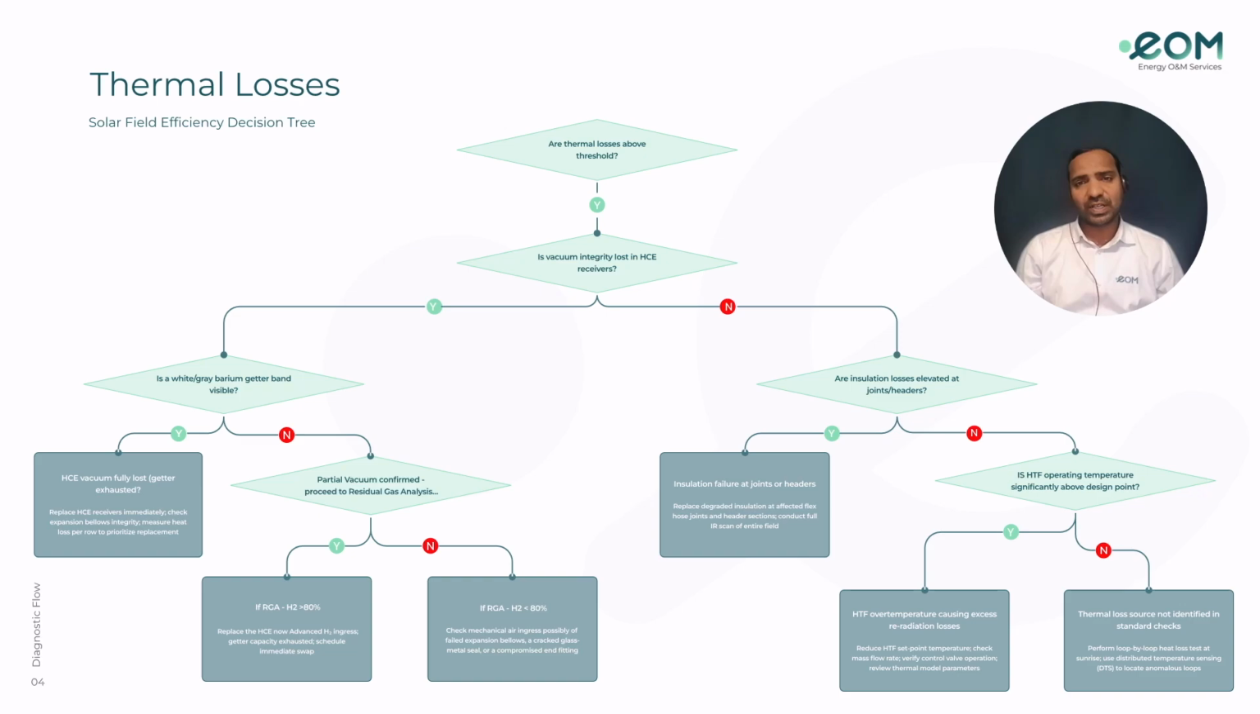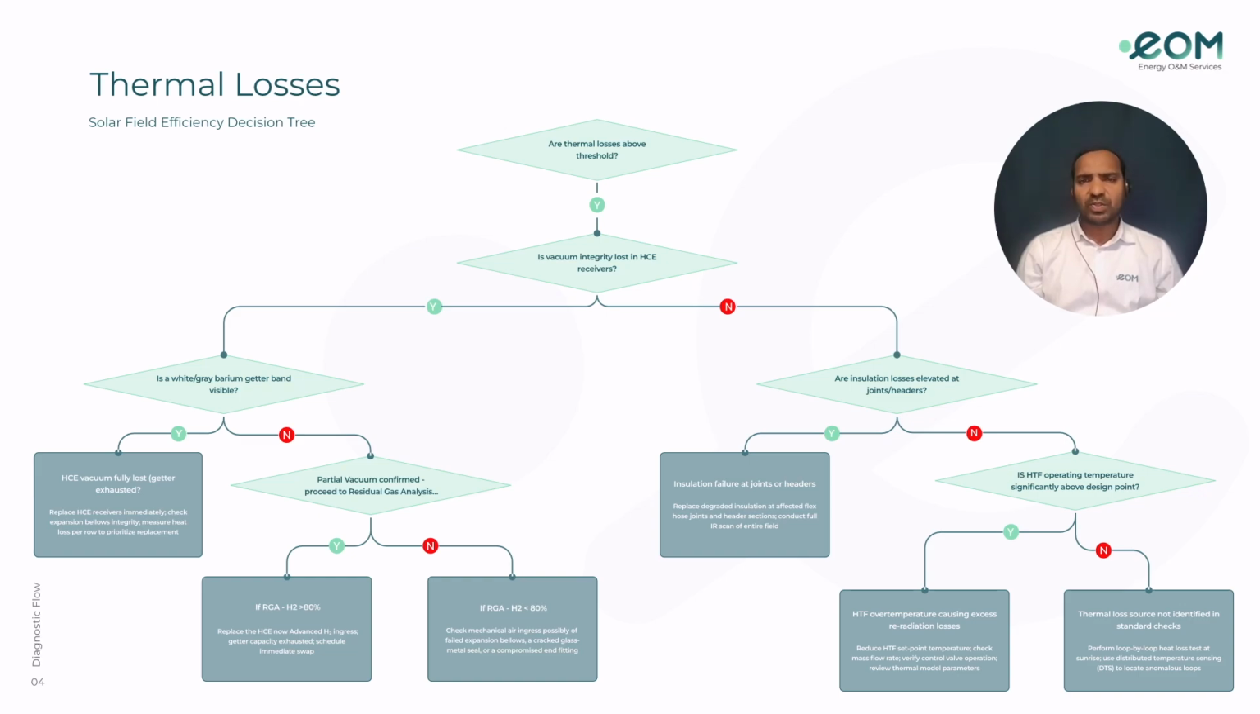High hydrogen concentration usually points toward hydrogen ingress and advanced degradation, while lower hydrogen levels may indicate mechanical air ingress through seals or fittings. So, if vacuum integrity is healthy, the next area to evaluate is insulation performance at joints and headers. Localized insulation degradation can create unexpected thermal losses that gradually reduce overall field efficiency. Infrared thermography is particularly effective here because it quickly identifies hotspots and insulation failures across the field.